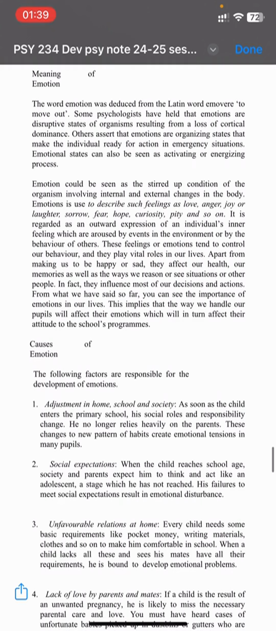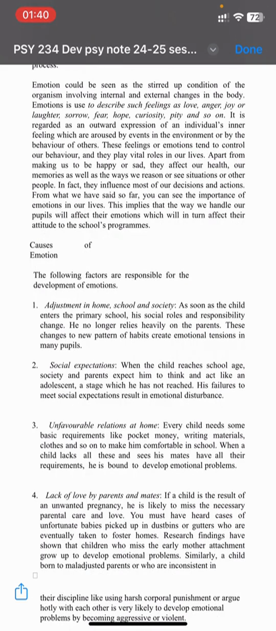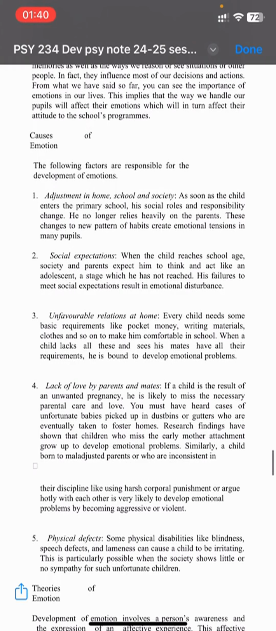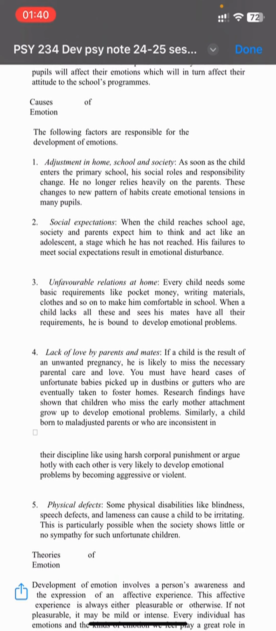Now, causes of emotions. The following factors are responsible for the development of emotions. Firstly, an adjustment in home, school, or society can cause emotions in the child. Social expectation, when the parents are expecting the child to do some things after he has reached a particular age. Now, unfavorable relations at home, maybe the things at home are not working well, the parents are fighting or they are not giving you enough money, can cause emotions. Lack of love by parents and mates.